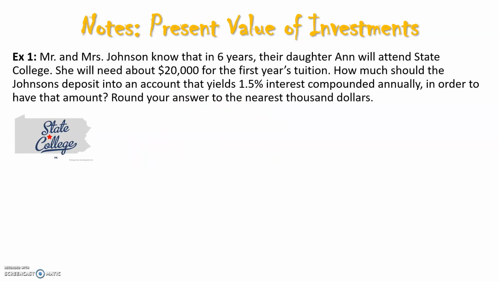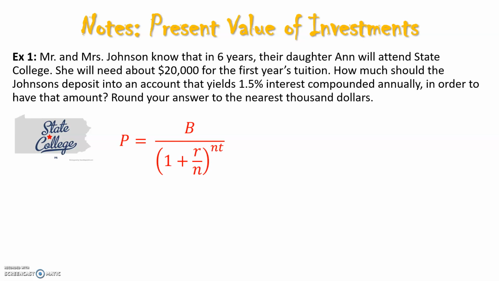Example 1. Mr. and Mrs. Johnson know that in 6 years, their daughter Anne will attend state college. She will need about $20,000 for the first year's tuition. How much should the Johnsons deposit into an account that yields 1.5% interest compounded annually in order to have that amount? Round your answer to the nearest $1,000. So what they want to do is figure out how much money they need to put in the account.